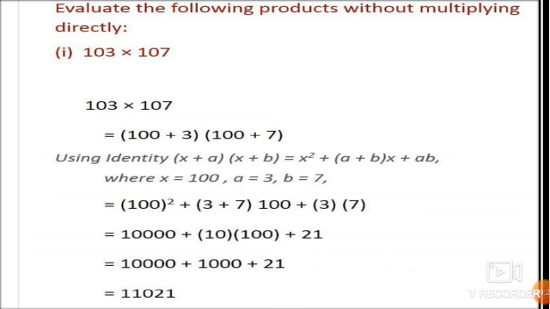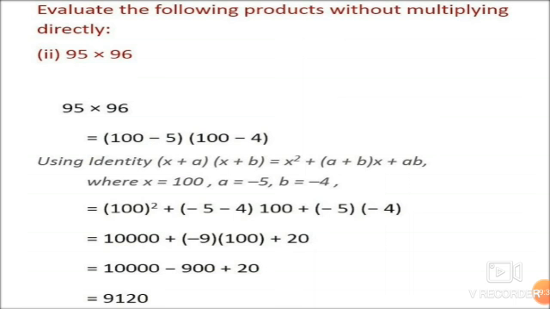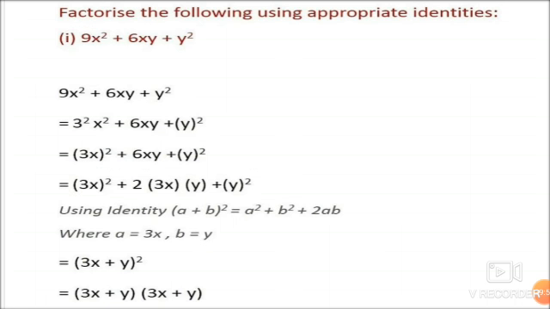11,021. Okay, as it is similar. You can observe it yourself, but here the x value is 100, the a value is 3, and the b value is 7. All those things you can substitute in the formula only. So this is also same to same as the previous example. You can observe and compare, then you can discuss yourself, observing carefully whatever the x value, the a value, and the b value are. Okay, next, factorize the following using appropriate identities.